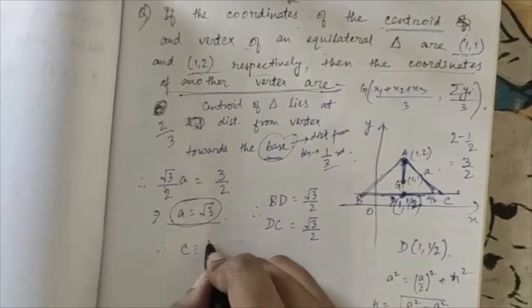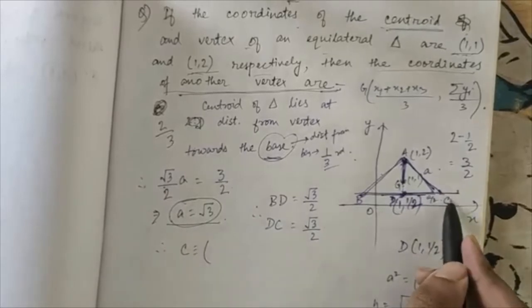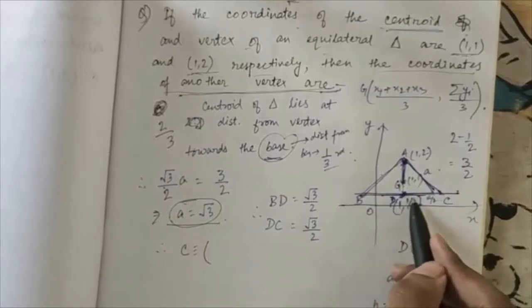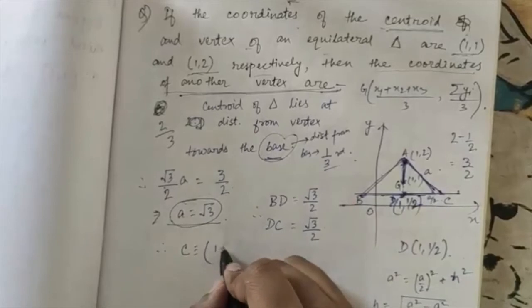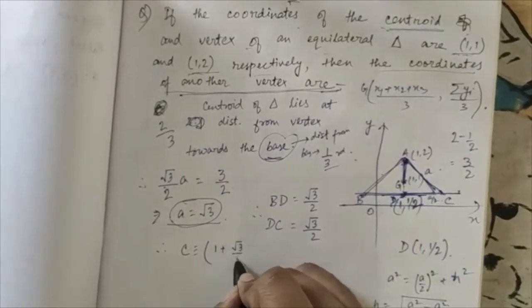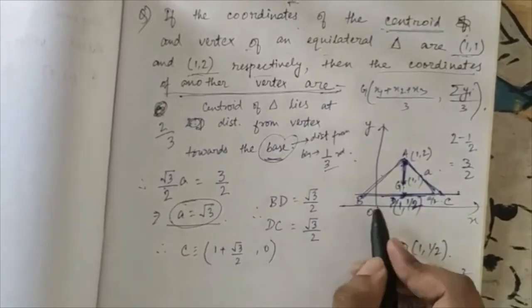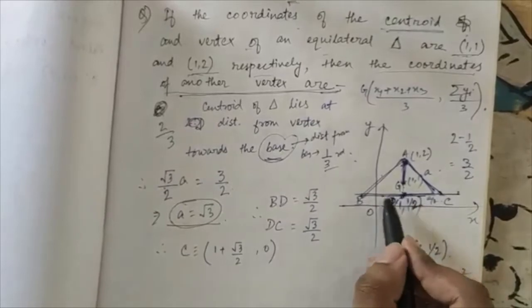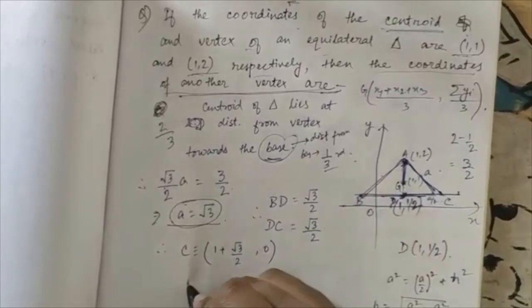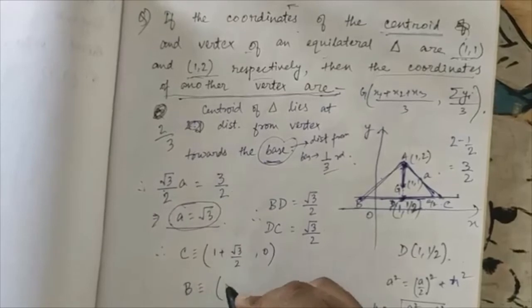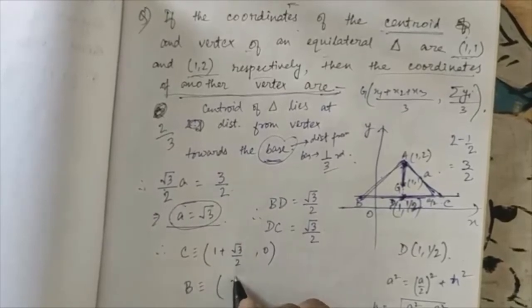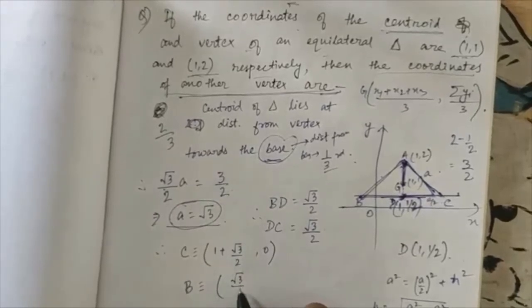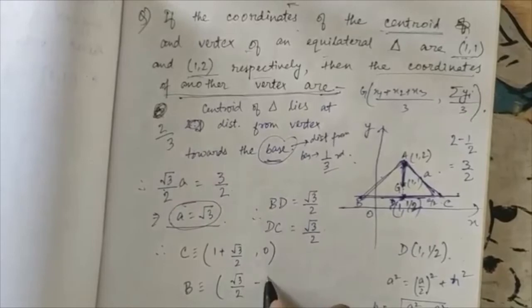So from here, by concepts of geometry and coordinate calculations, you can get the coordinates of the required vertices of the triangle, where the coordinates of C will be 1 plus root 3 by 2, half, and the coordinates of point B will be root 3 by 2 minus 1, half.